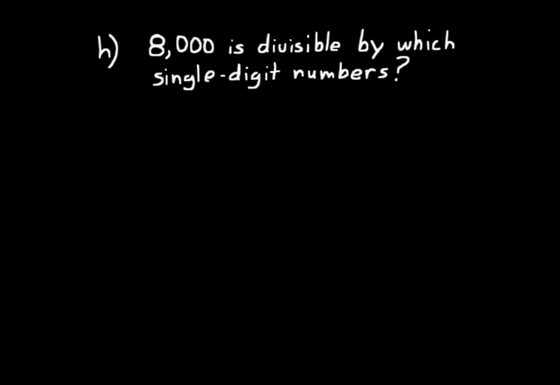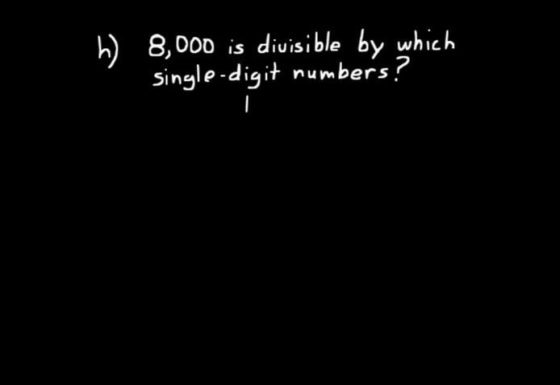Look at practice problem H. 8,000 is divisible by which single digit numbers? Again, it's worded a little bit differently than just saying find all the factors of a number, but it's the same thing. When you hear the words divisibility or find the factors, you just have to recognize that all you're doing is using your test for divisibility to figure out what the different factors are. So 8,000 is divisible by which single digit numbers?